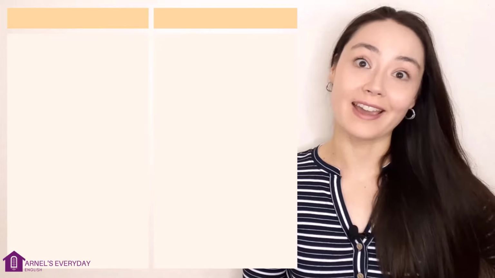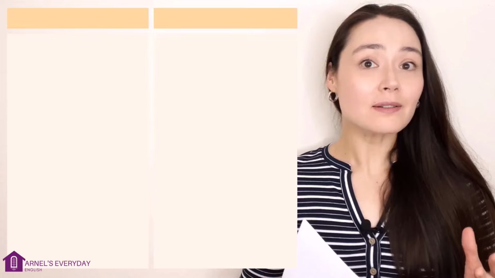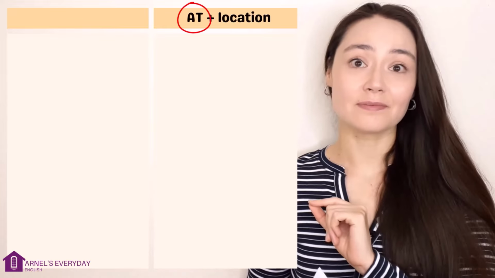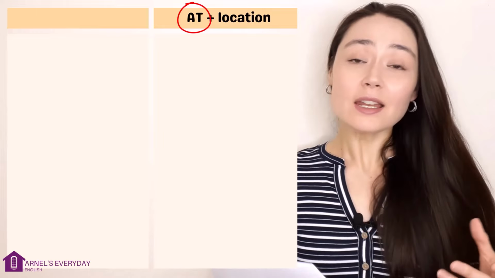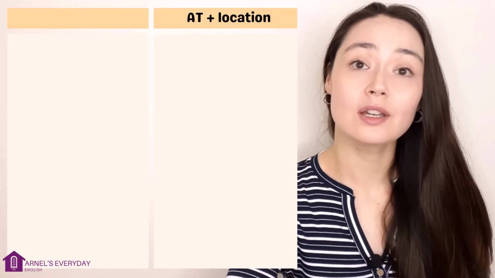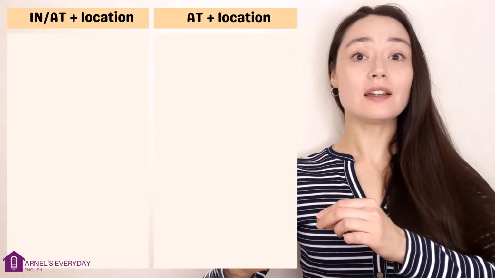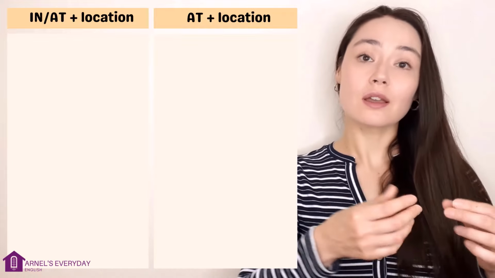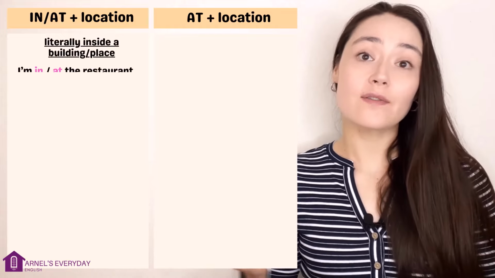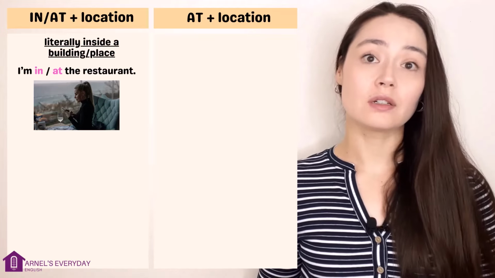Whew, okay, I know there's already been a lot of information so far, but there's one important preposition I'm missing. At. And in my opinion, you can't really learn at without comparing it to in. So that's what we need to do. We can say in or at plus location. This means you're inside a building or a place. For example, I'm in the restaurant. I'm at the restaurant. Same thing.